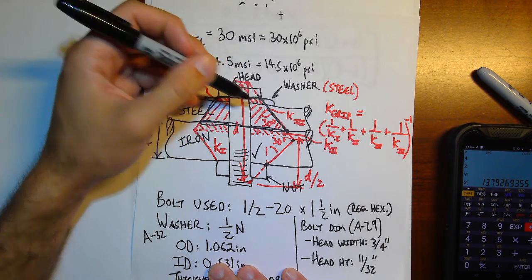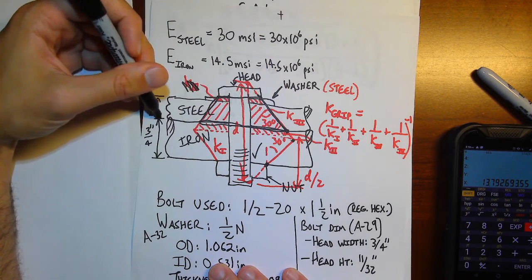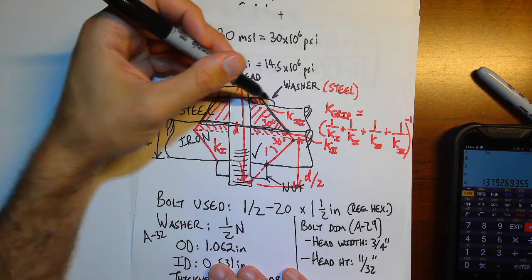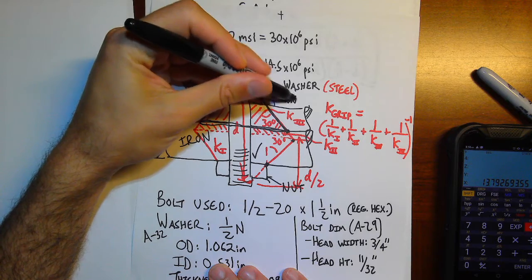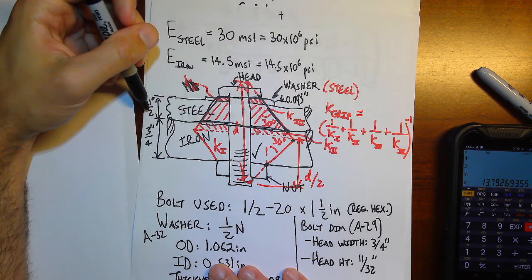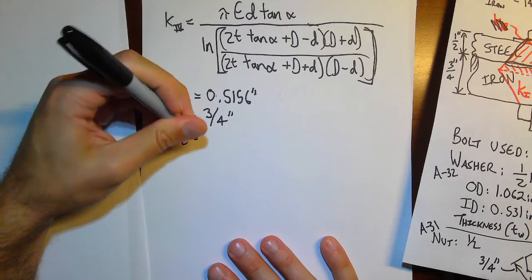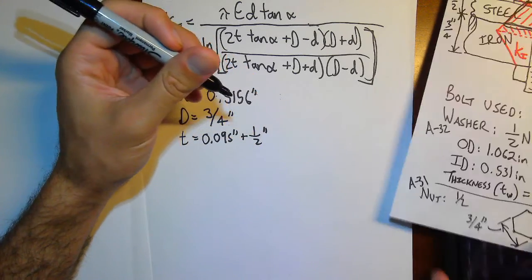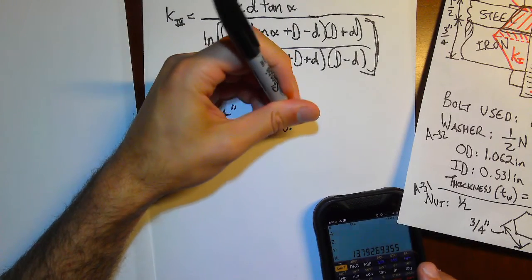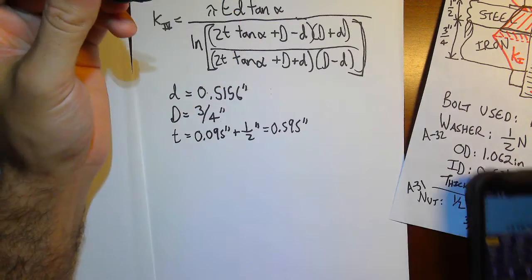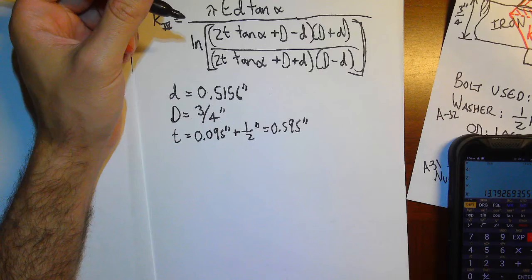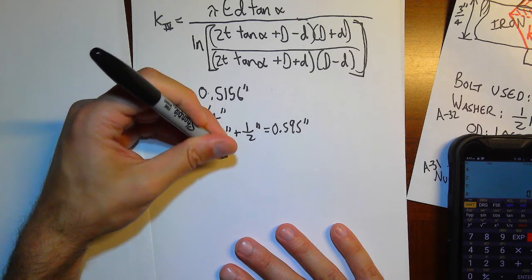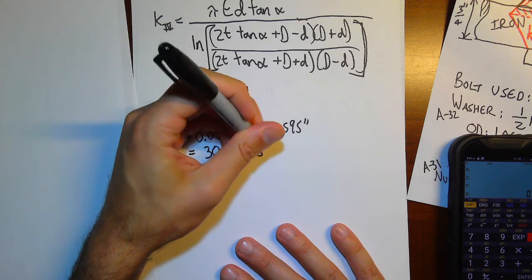So this means that my thickness is from the interface between the iron and the steel to the top here. So that's 0.095, the thickness of the washer, plus a 1/2 inch thickness of the steel, or 0.595 inches. Great. So I can stick all those in. Keep in mind that E steel, the modulus of steel, is 30 MSI, or 30 times 10 to the 6 PSI.